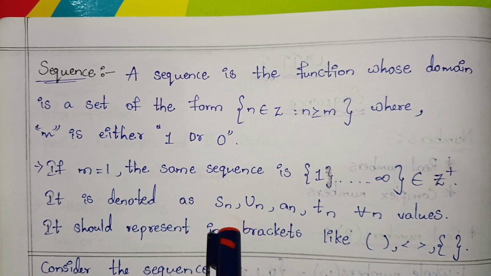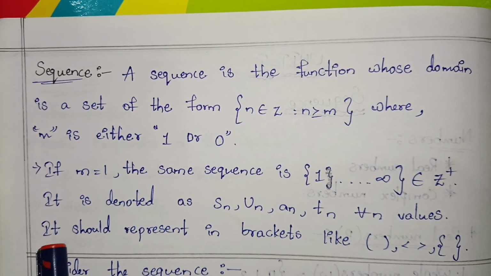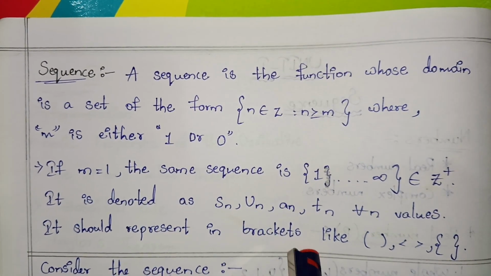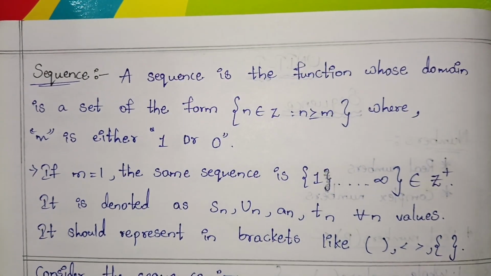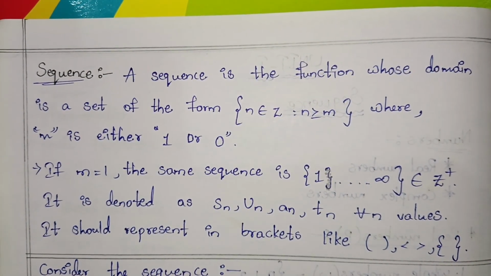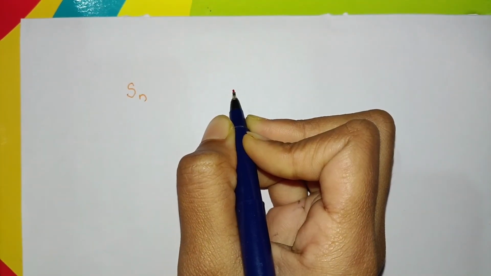Where Sn means we write n in subscript, and it should be represented in brackets, like angle brackets with begin brace and end brace. So always we should represent a sequence in brackets, like if there is a sequence Sn, we need to represent it in the brackets like this.